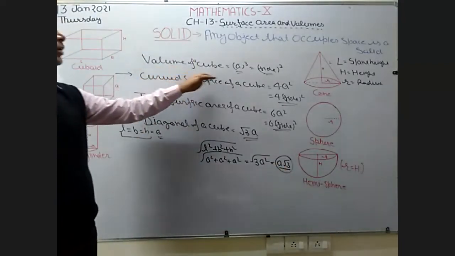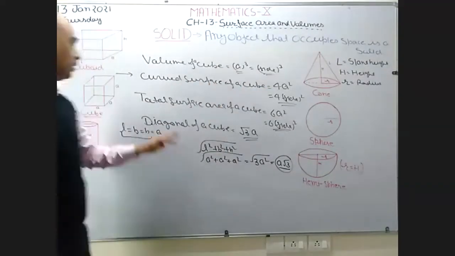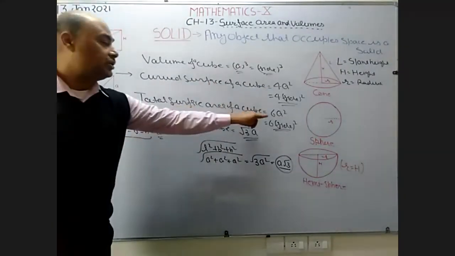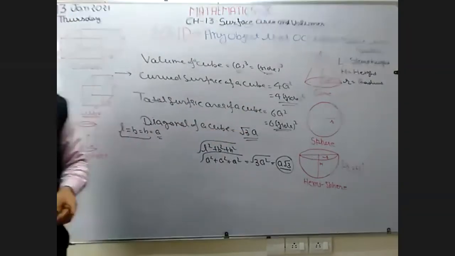Volume of a cube, curved surface area of a cube, 4A square, total surface area of a cube, 6A square, diagonal of a cube, root 3A. Write fast.